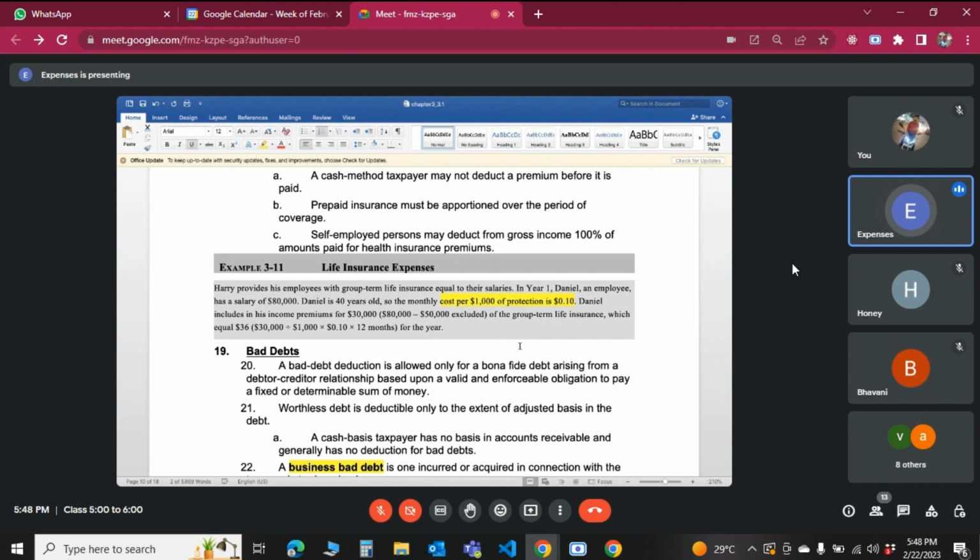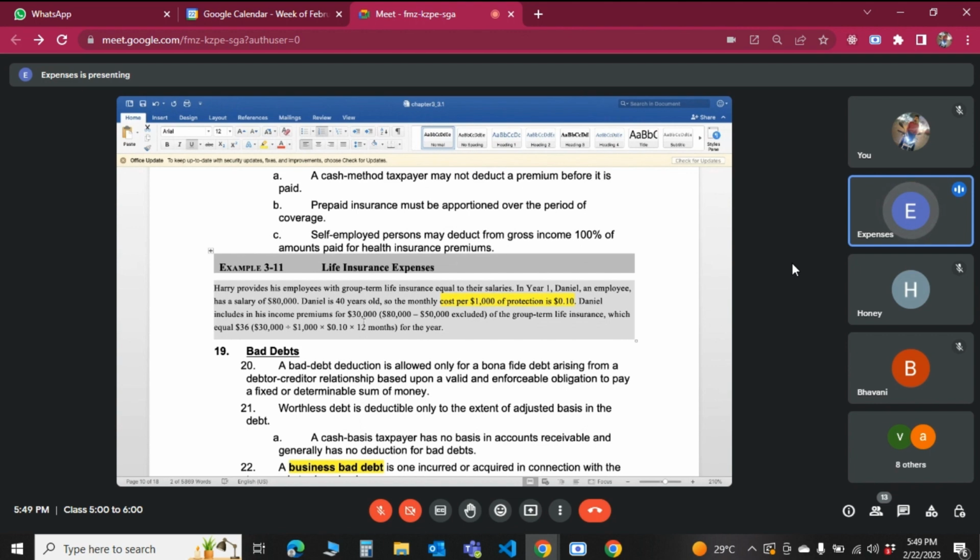So basically, if any of you remember that there was a clause that we read earlier, that if the insurance is given, then up to the coverage of $50,000, it will not be getting added to employee's income. But any coverage that an employee gets above $50,000, and if the employer is paying premium for that, it needs to be added as an income.